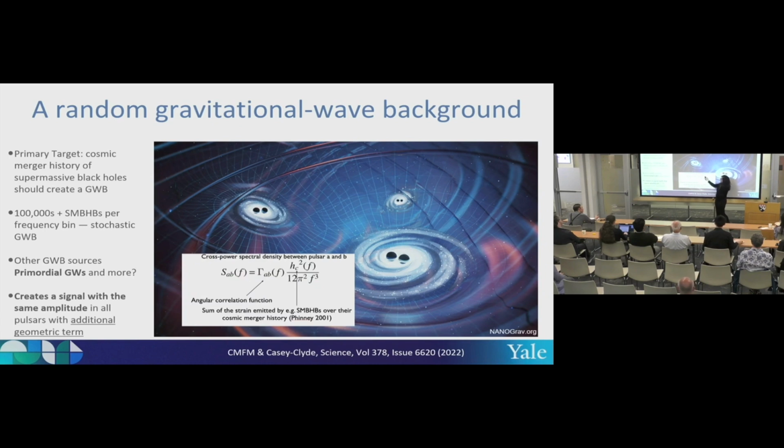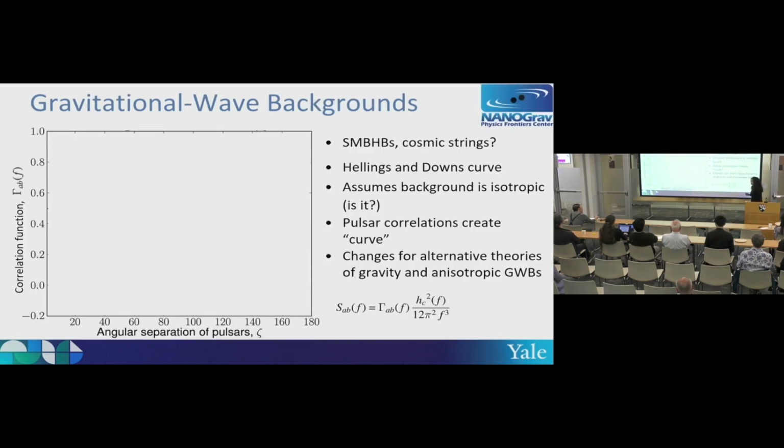Okay, so this gives you the amplitude of the background, and then this part here is a really interesting geometric term. It's called the Hellings and Downs curve if we assume that the gravitational wave background is isotropic. And to first order, it should be isotropic. Our sources are coming from very high redshift. It should be more or less the same in all directions. We can go into a refinement of that a little bit later.